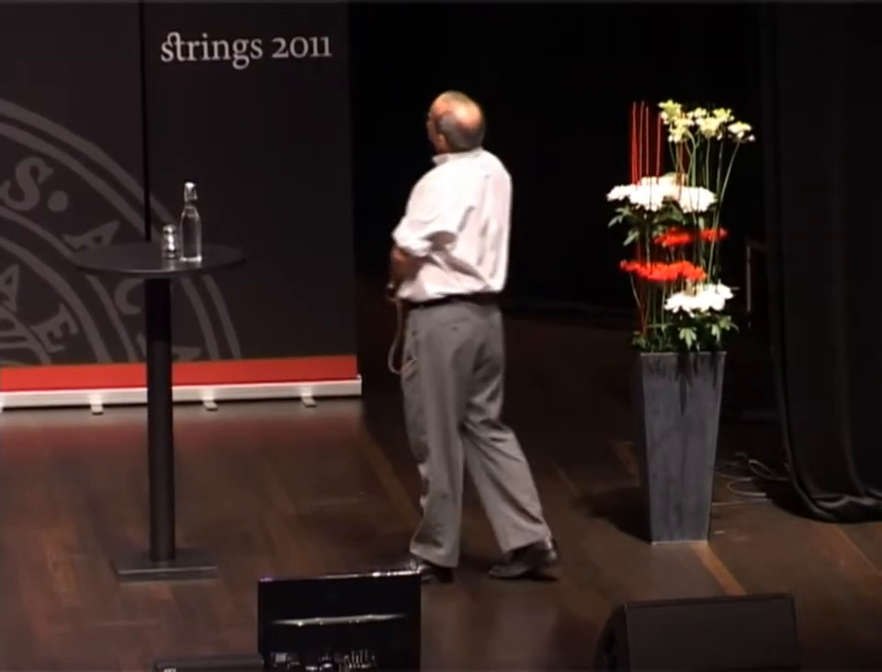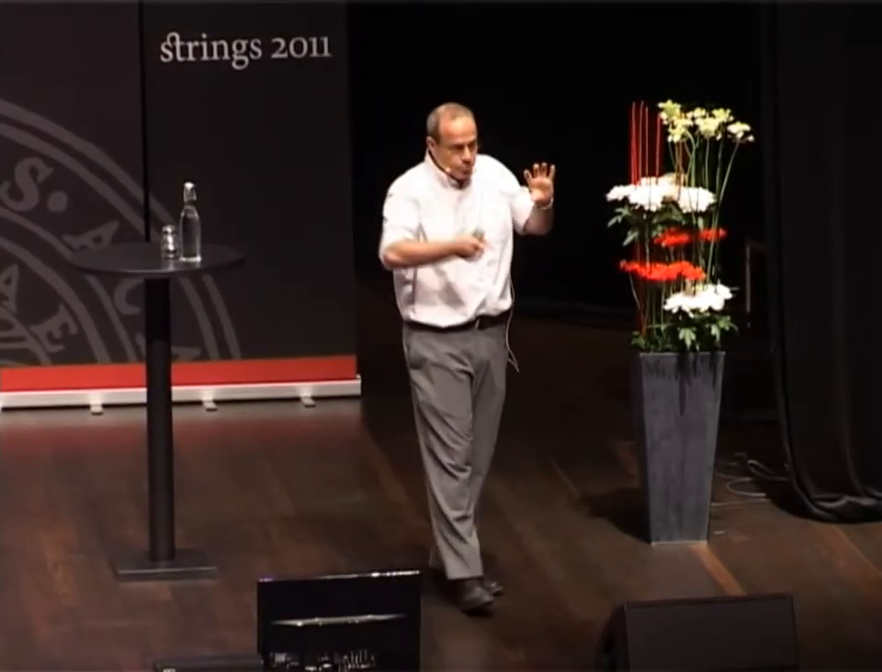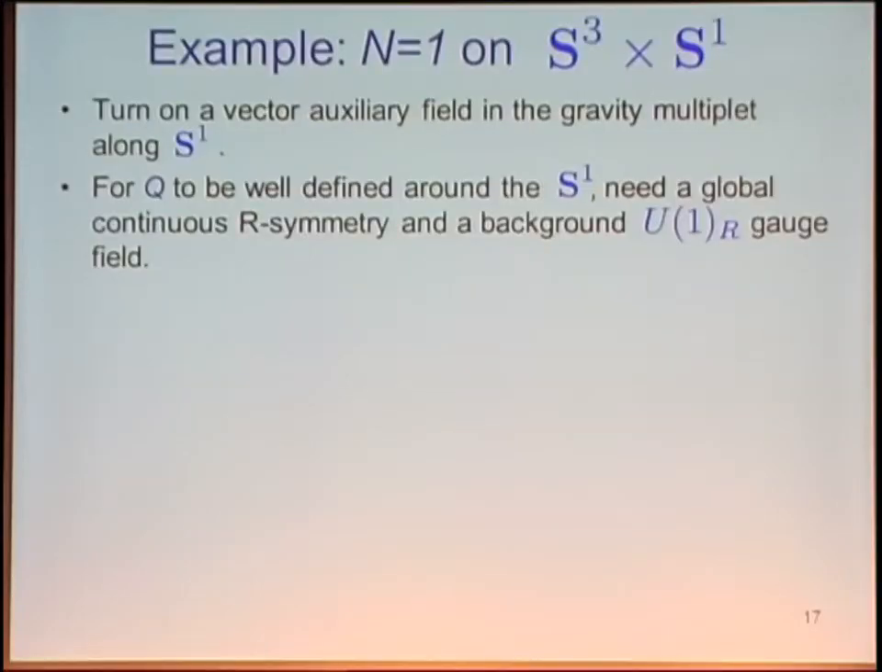But then Q, the supercharge, is not well defined as we take it around the circle. So if we try to identify points by taking Q around the circle, because of the background auxiliary field, usually denoted by B mu in the supergravity literature, the supercharge Q is non-invariant and we cannot identify it. The only way to make it invariant is to limit the discussion to theories which have a global R symmetry, and then we can turn on a background U(1)R gauge field to fix the problem with the supersymmetry charge. So this is a way of putting a theory on S3 cross S1.